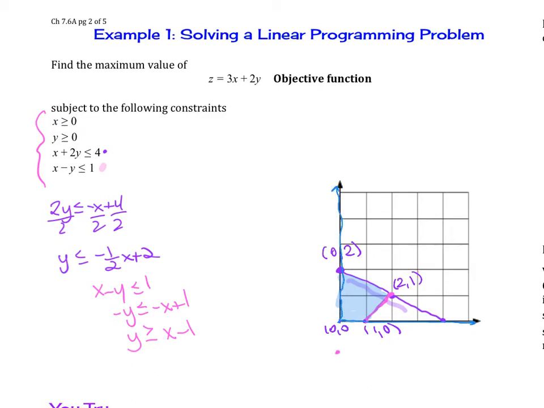So after we draw it, the next thing we're going to do is substitute each of the vertices into the objective function. So let's plug it in. And then we're going to find the maximum value. So we're going to find which one is the largest value.